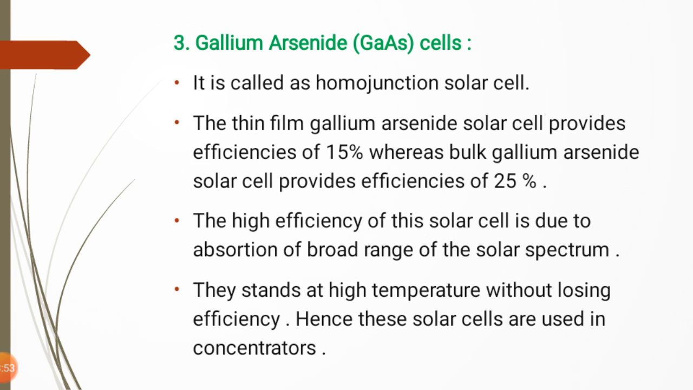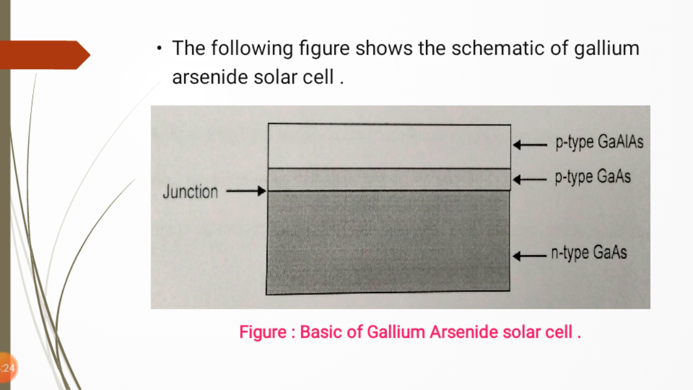Hence these solar cells are used in concentrators. We know that in a concentrator the solar radiation is focused at a particular point, which means the intensity at that point is very high. So the intensity is high, which means the temperature is also high, and this material is able to withstand the high temperature. So this gallium arsenide solar cell is used in concentrators to generate electricity. So this is the basic gallium arsenide solar cell.